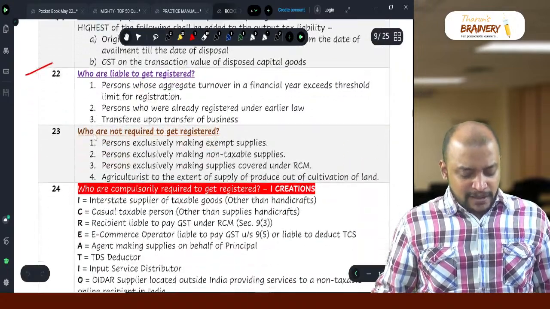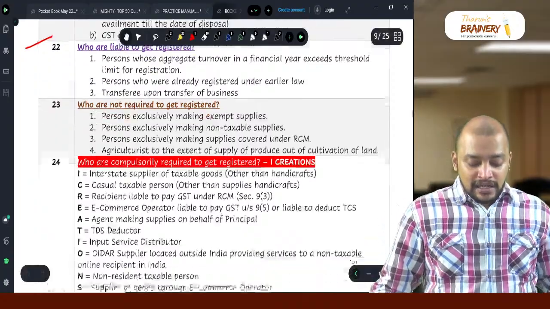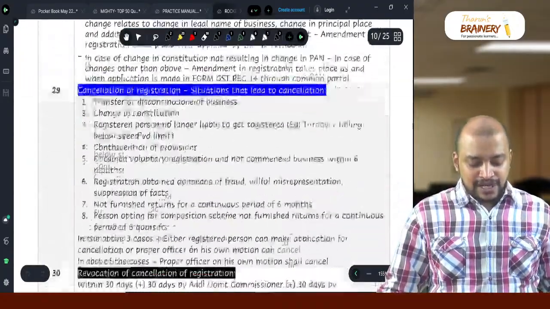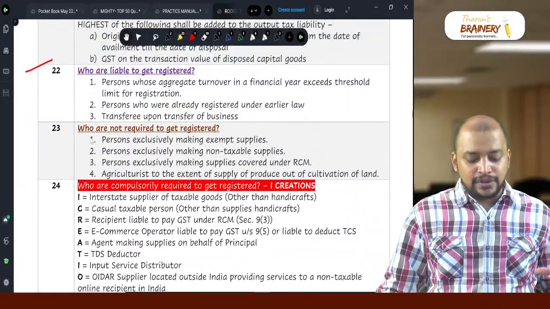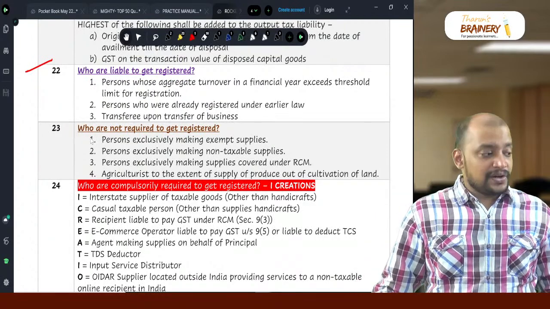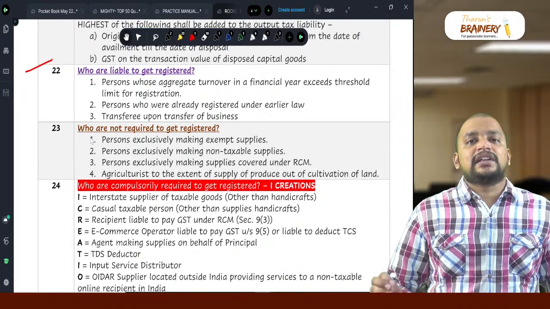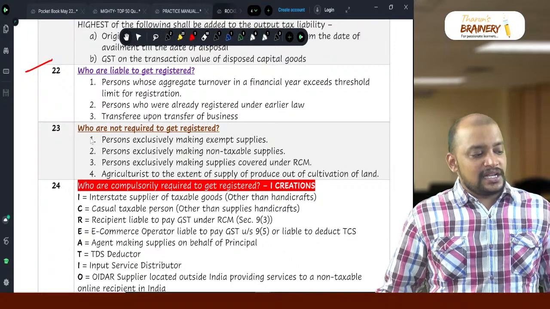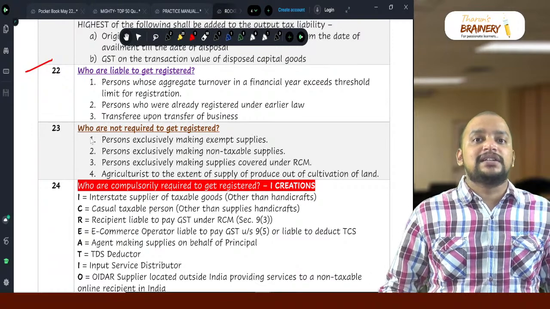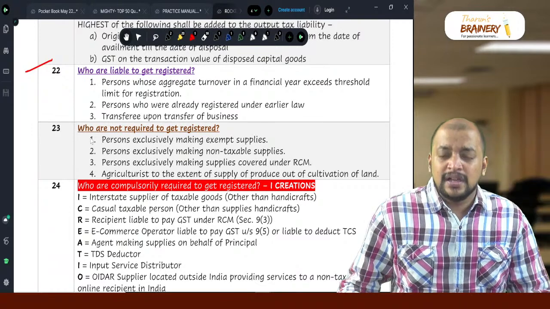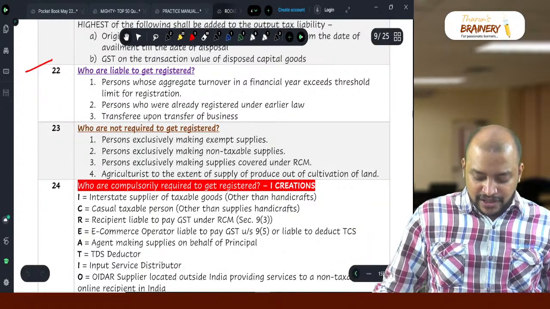All other points we completed. Then section 22 to section 30 deals with the provisions related to registration. In section 22, who is liable to get registered? Every person whose aggregate turnover exceeds the threshold limit is required to get registered. So what is that threshold limit for registration? Try to remember the threshold limit for registration.